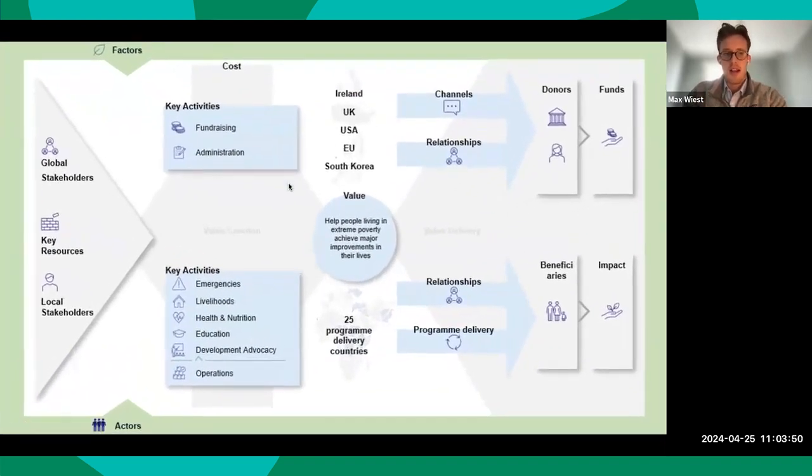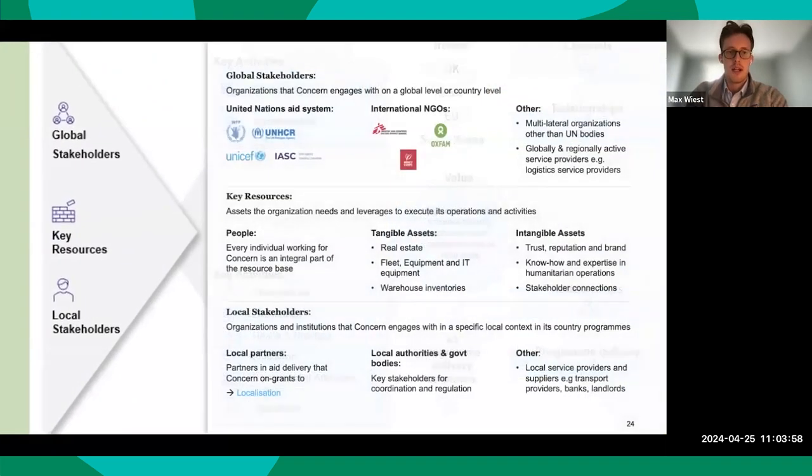And we will start on the very left side in the value creation part that Lila also just explained. Here we have three main stakeholders: the global stakeholders, the key resources, and the local stakeholders. The global stakeholders are stakeholders on the head office level, so to say, which work with Concern across multiple countries and more on a strategic note. There to mention is, of course, the United Nations aid systems, other international NGOs, and multilateral or globally active service providers, for example, logistics service providers.